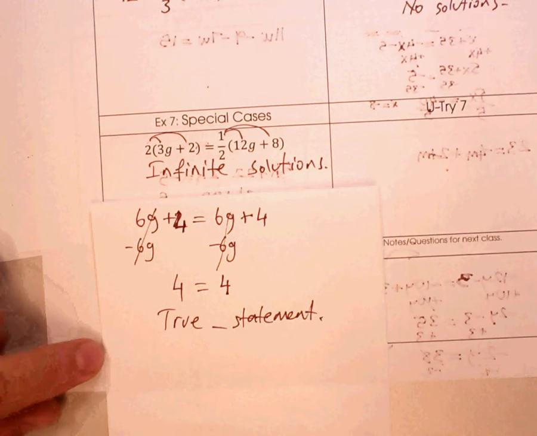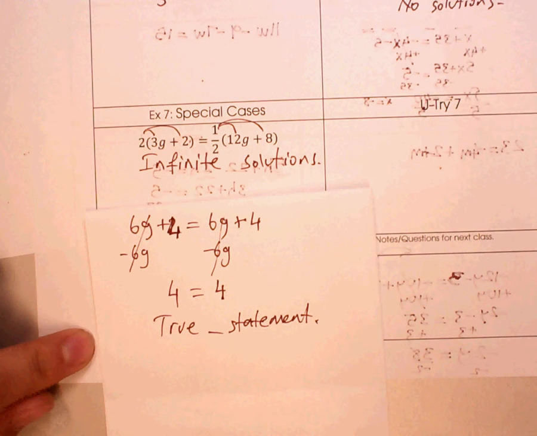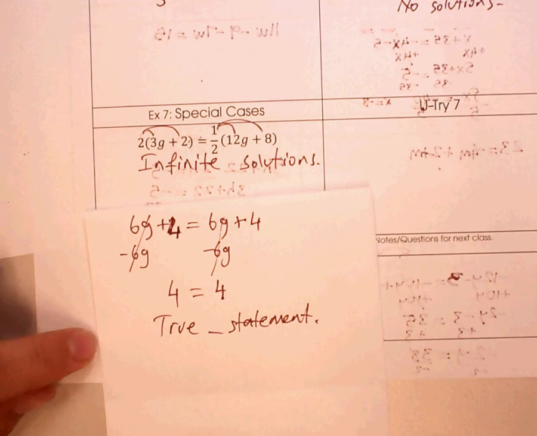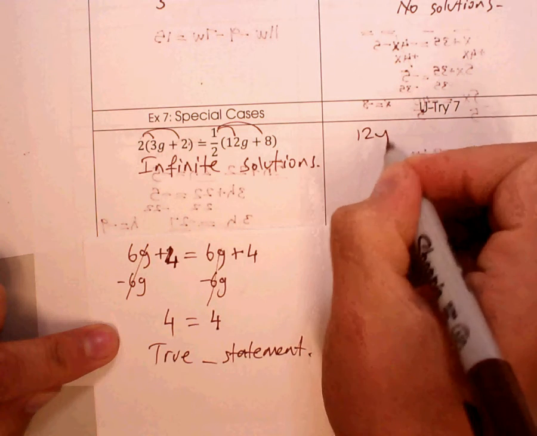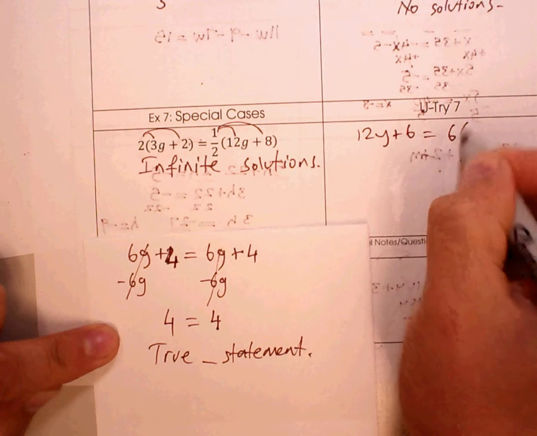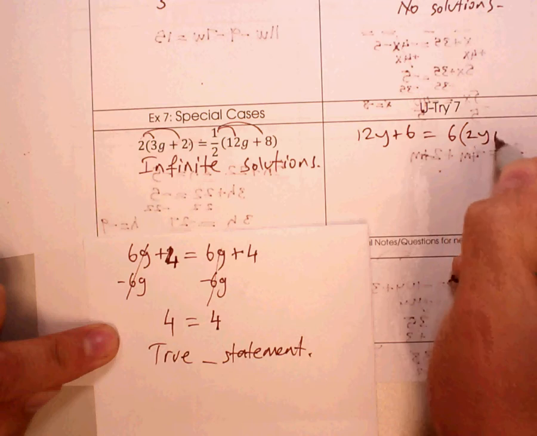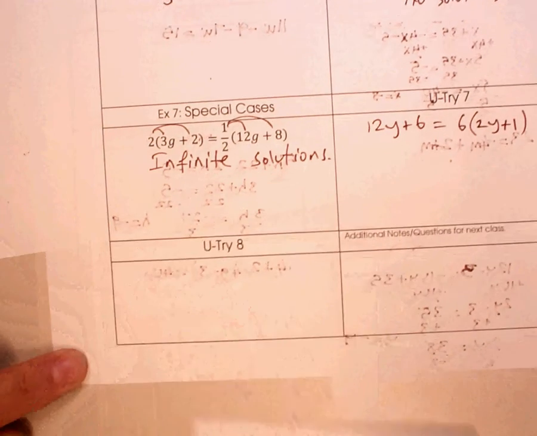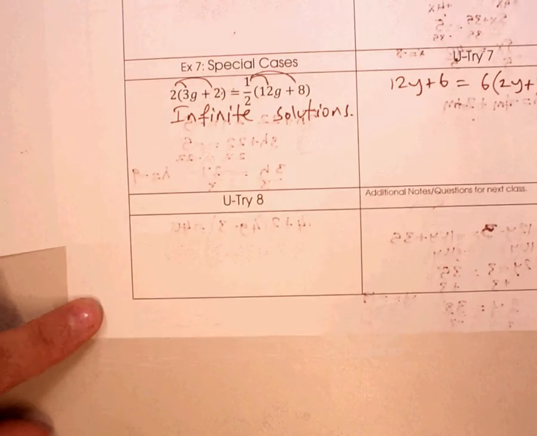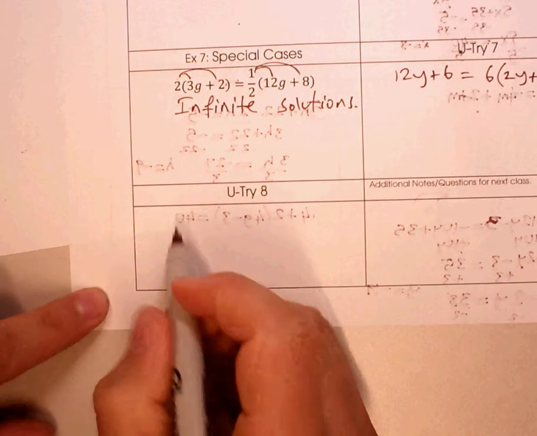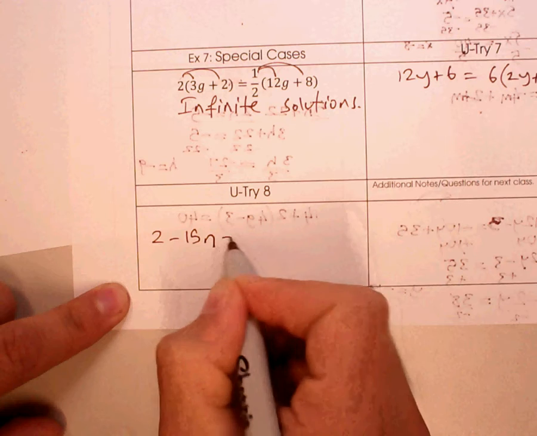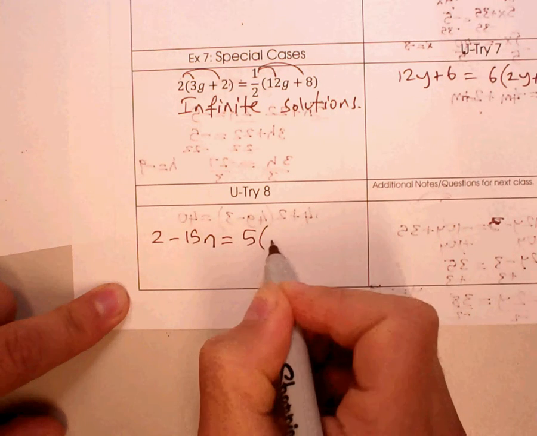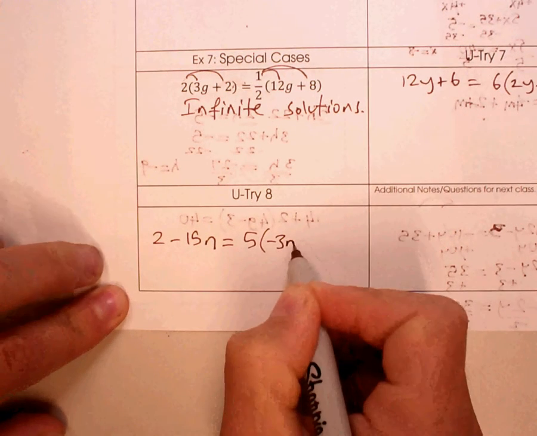Now for the last 2 Your Tries, please check to see whether it's going to be infinite solutions or no solution. This one is 12y plus 6 is equal to 6 times 2y plus 1. Last Your Try is going to be 2 minus 15n is equal to 5 times negative 3n plus 2.